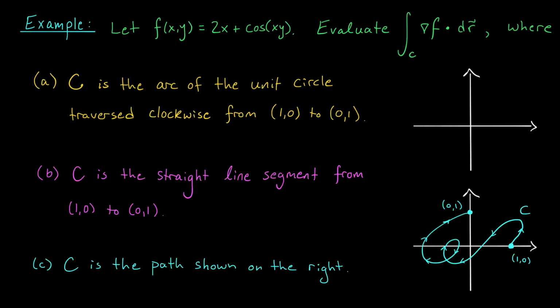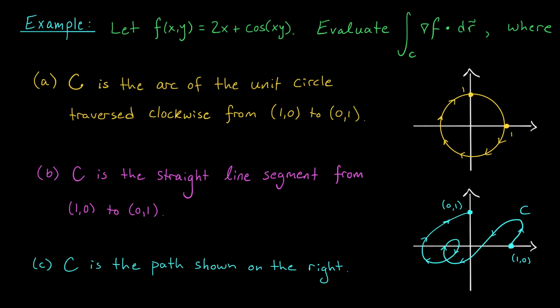Here's a quick example that shows off the real power of the fundamental theorem. Suppose that I have a scalar field, little f at xy equal to 2x plus cos xy. I want to evaluate the line integral of its gradient field, nabla f, over certain paths C. First, C is going to be the arc of the unit circle traversed clockwise from (1, 0) to (0, 1). So here's (1, 0), here's (0, 1), here's our unit circle, and we're supposed to be going clockwise. So we're going along this path right here.